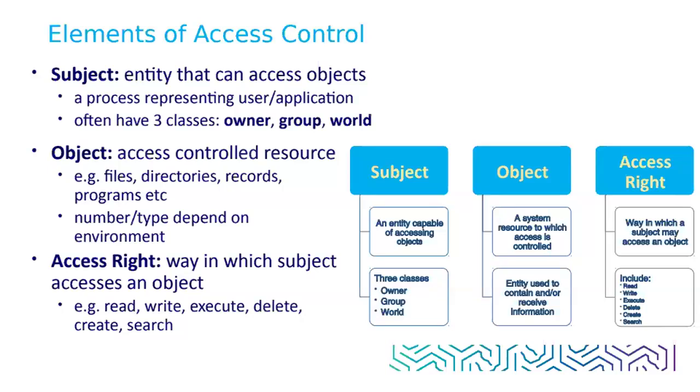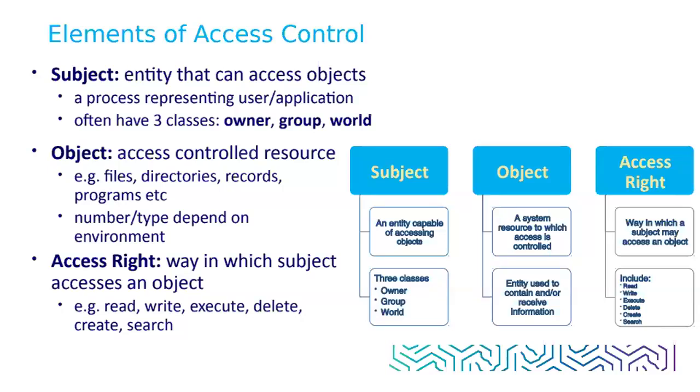So the second element is the object, where an object is a system resource whose access is controlled. The objects are the resources that a subject wants to access, like files, directories, databases, records, programs, printers, network resources, many things.